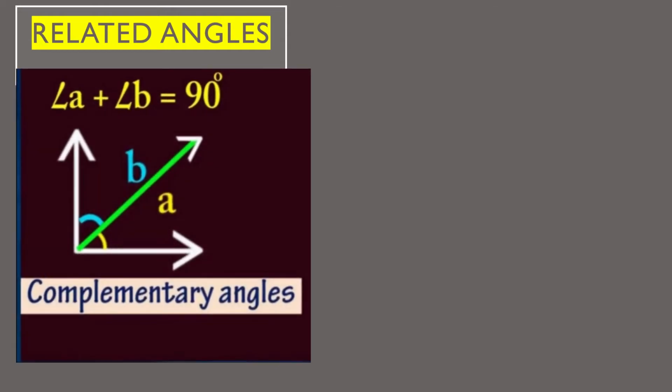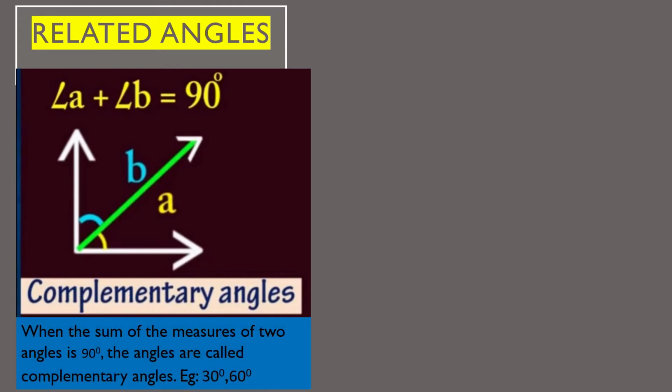Now let us see what are related angles. We can see some relation between a pair of angles. When the sum of the measures of two angles is 90 degrees, the angles are called complementary angles. Whenever two angles are complementary, each angle is said to be the complement of the other angle. For example, 30 degrees and 60 degrees are complements of each other. That is, the complement of 30 is 60 and the complement of 60 degrees is 30 degrees.